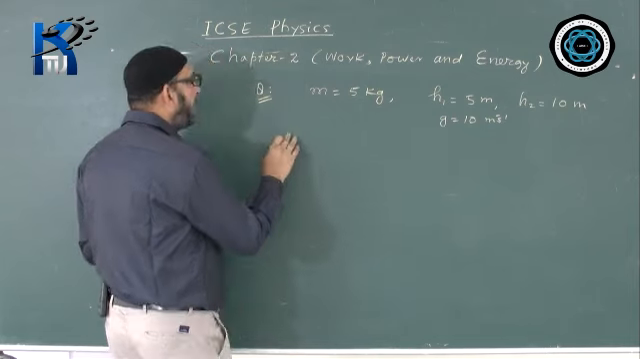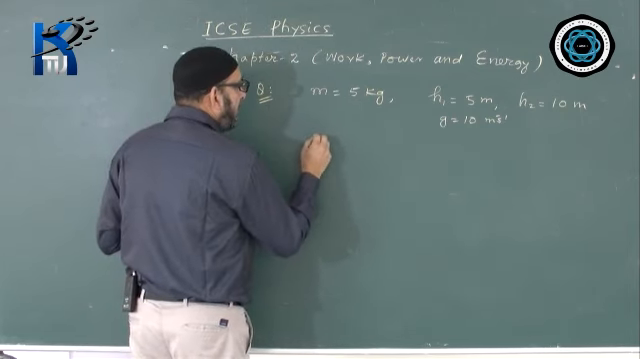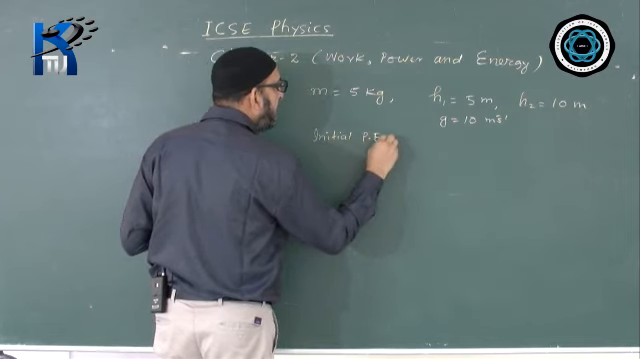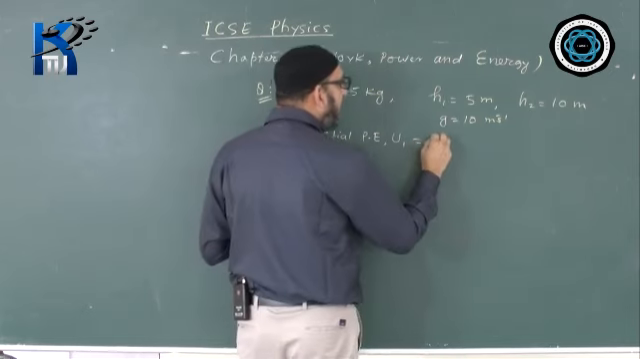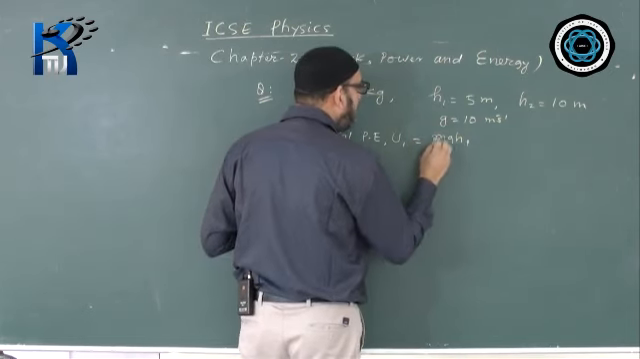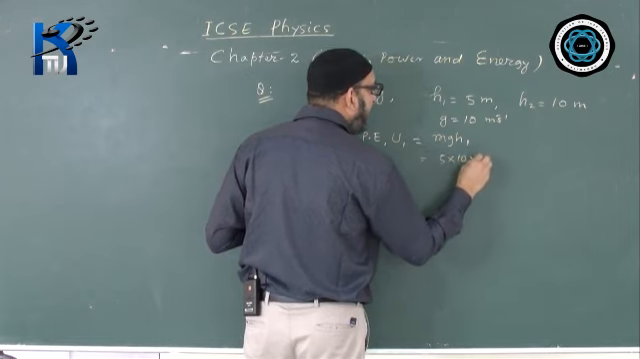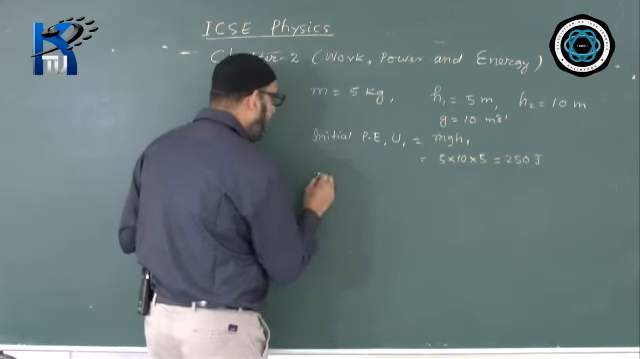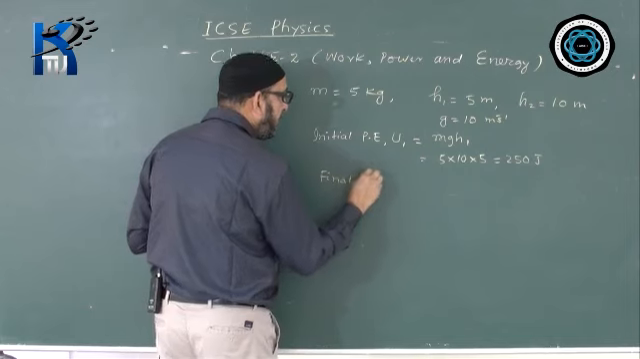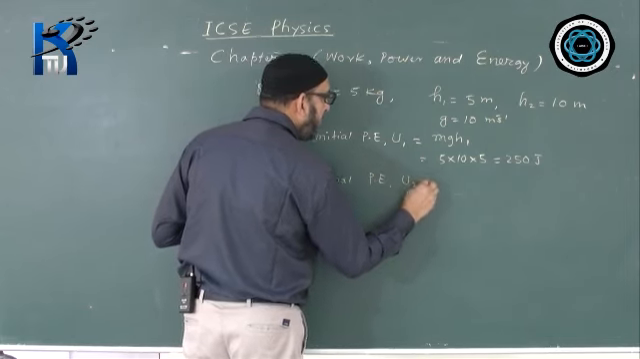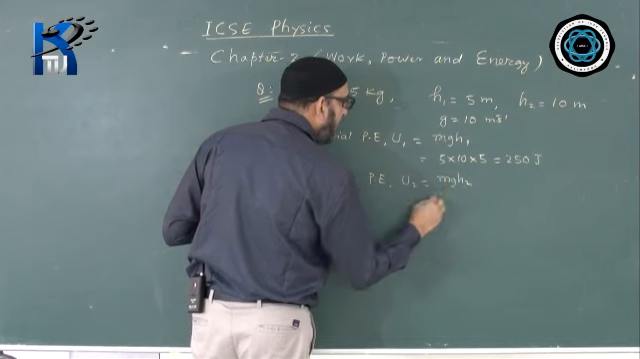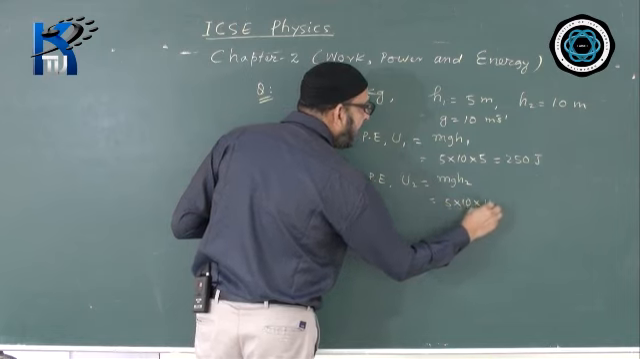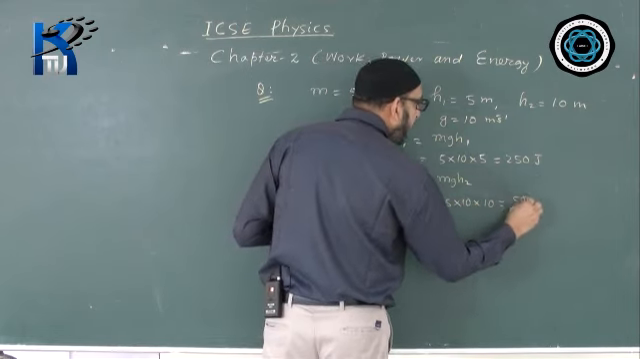We can do this problem by two methods. We can first find the initial potential energy, that is U1, which will be mgh1. So mass is 5, g is 10, height h1 is 5, so the answer is 250 joule. Now we will find the final potential energy, that is U2, mgh2. So mass is 5, g is 10 and the second height is 10, the answer is 500 joules.